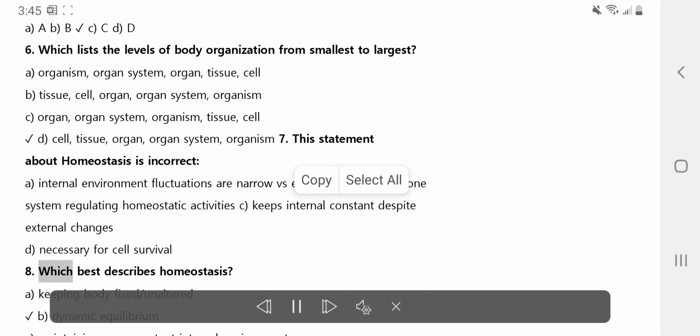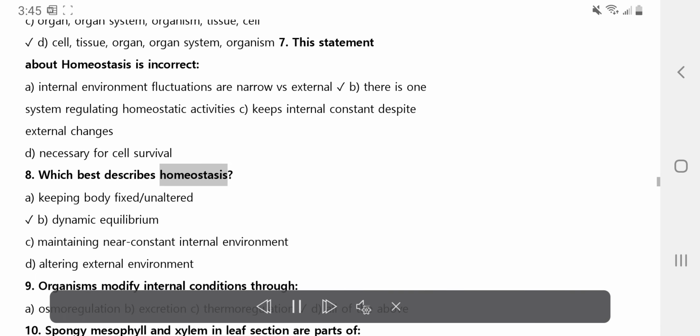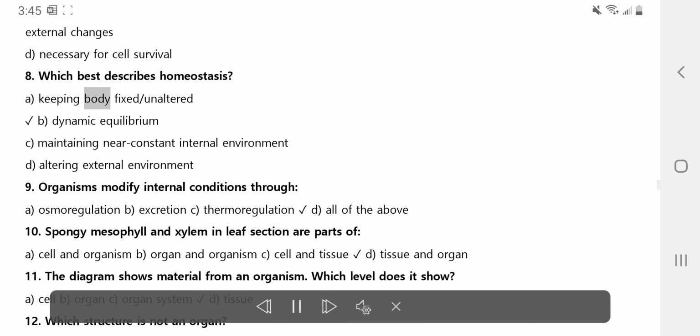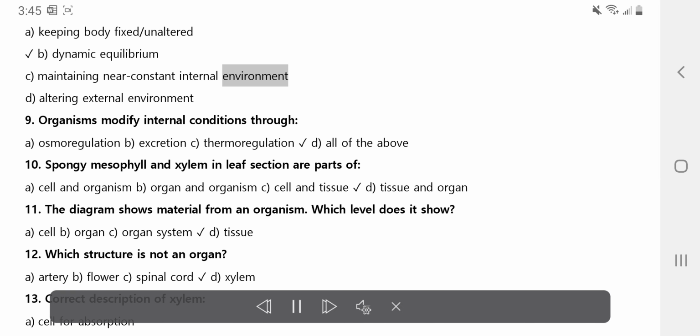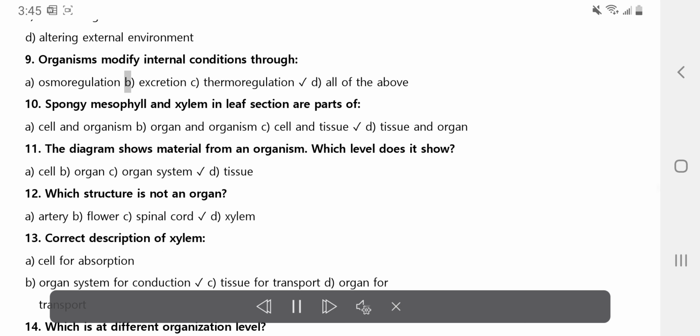8. Which best describes homeostasis? A. Keeping body fixed/unaltered. B. Dynamic equilibrium. Maintaining near constant internal environment. C. Altering external environment. 9. Organisms modify internal conditions through A. Osmoregulation. B. Excretion. C. Thermoregulation. D. All of the above.